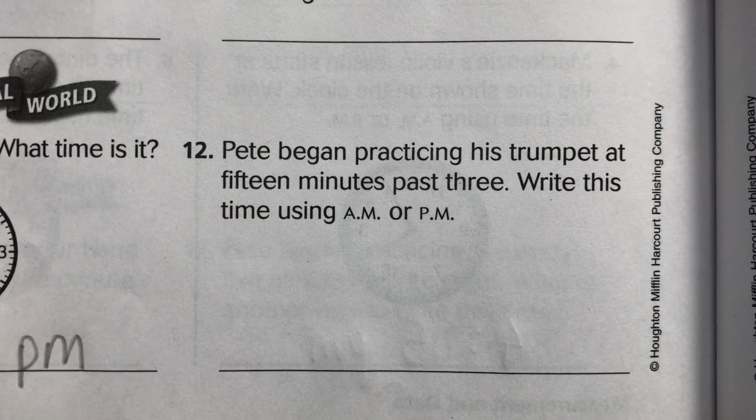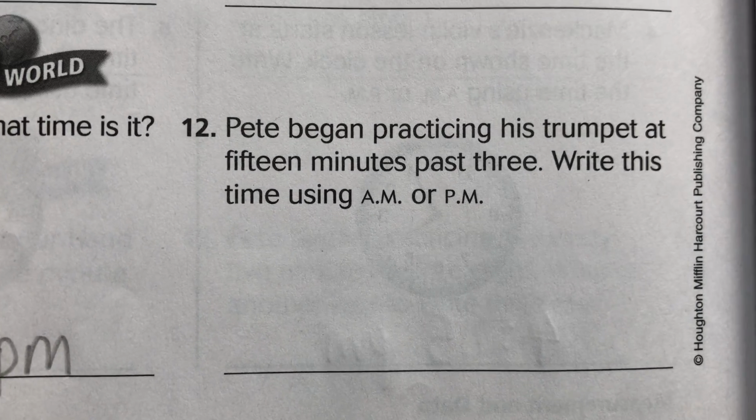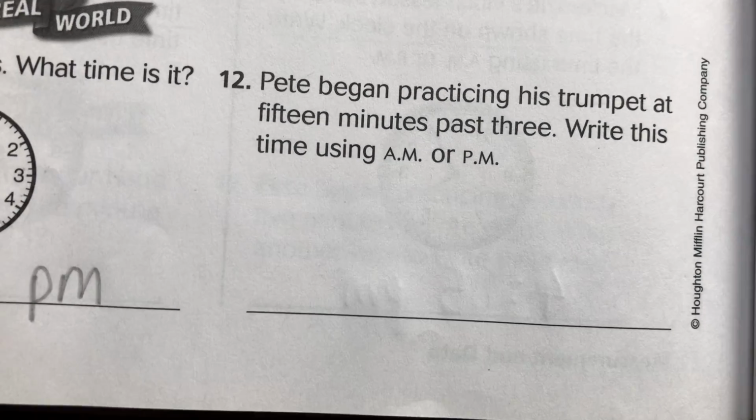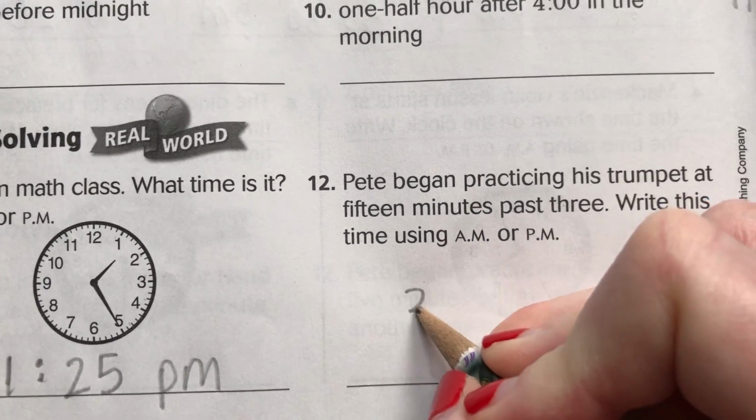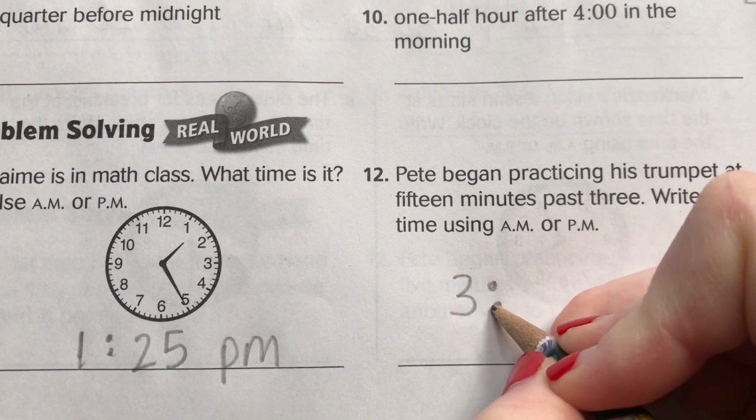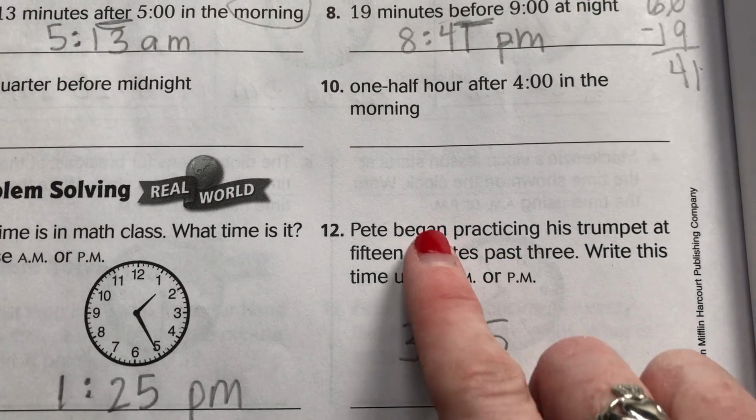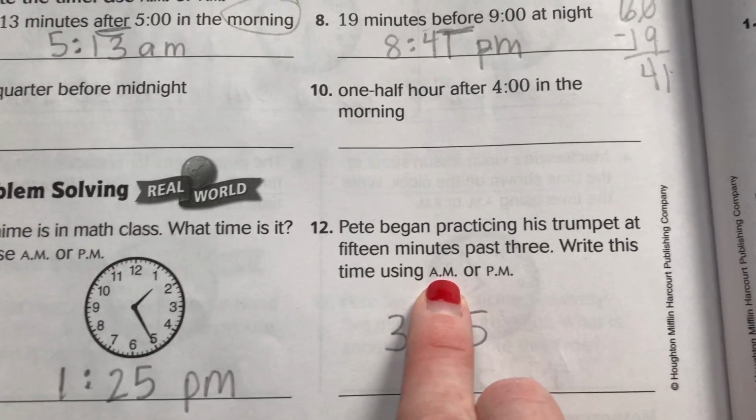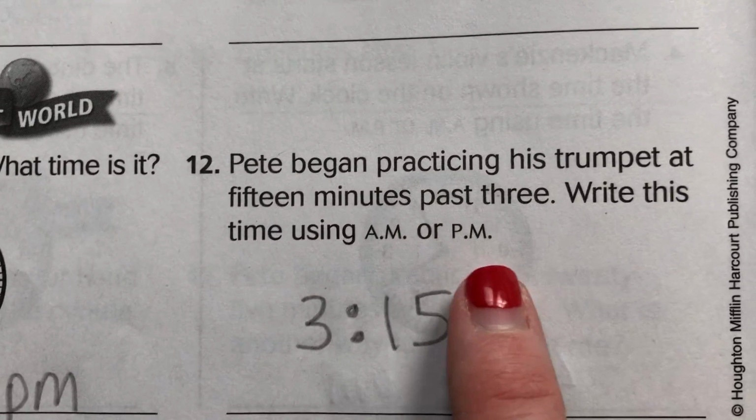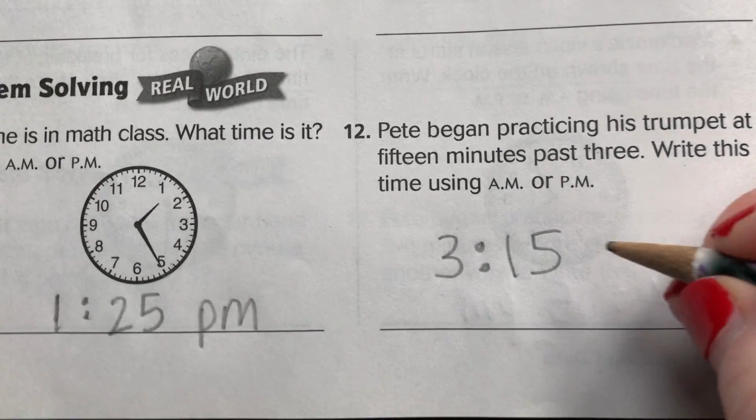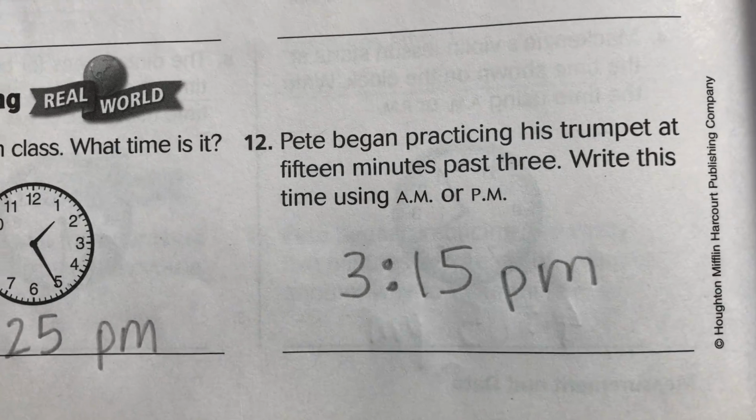Pete began practicing his trumpet 15 minutes past 3. So that's after 3. Write this time using AM or PM. So if it's 3 o'clock and then 15 minutes after would be 3:15. Okay? Now he's practicing his trumpet. 3:15 a.m. the sun wouldn't be up. Might be hard to see his trumpet music. 3:15 p.m. means the afternoon. That's about when we get ready to leave school. That would be the appropriate time.